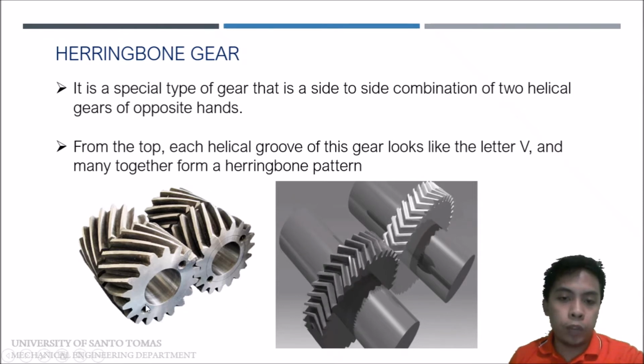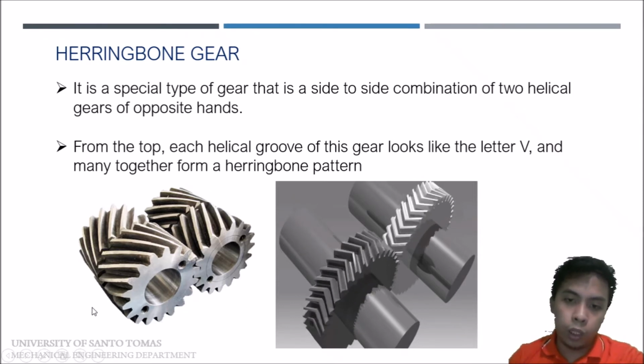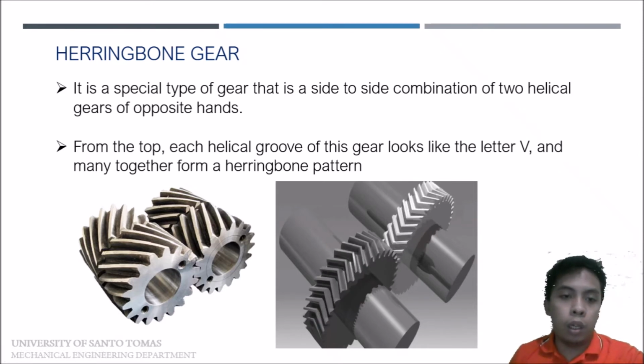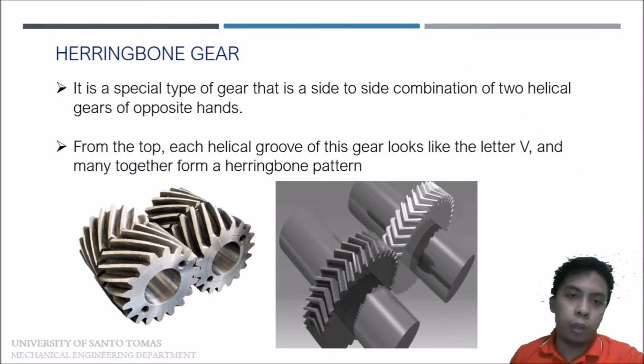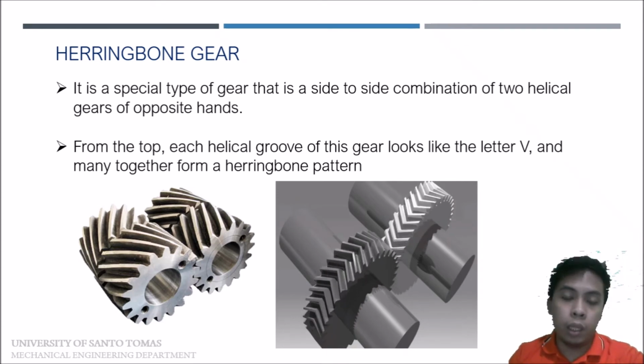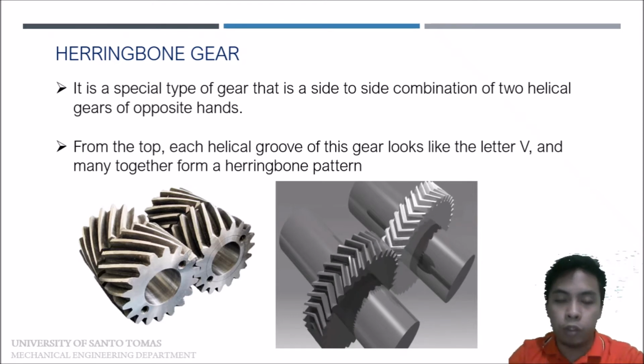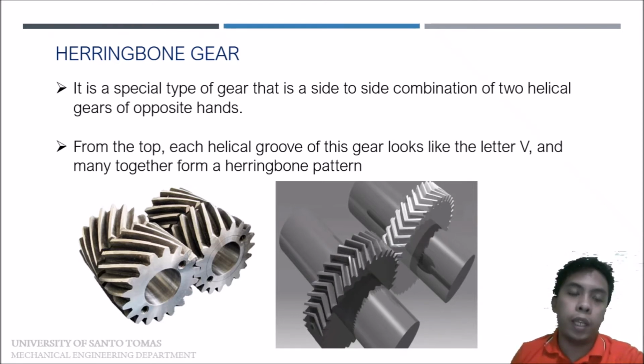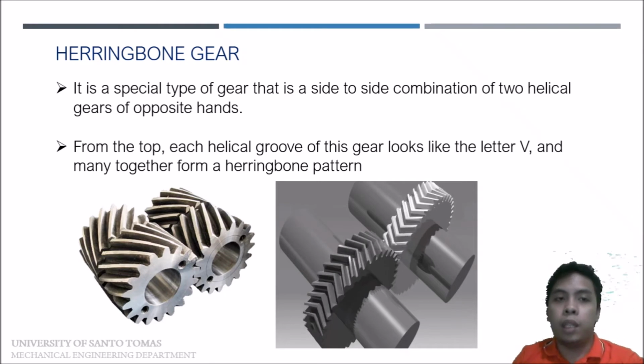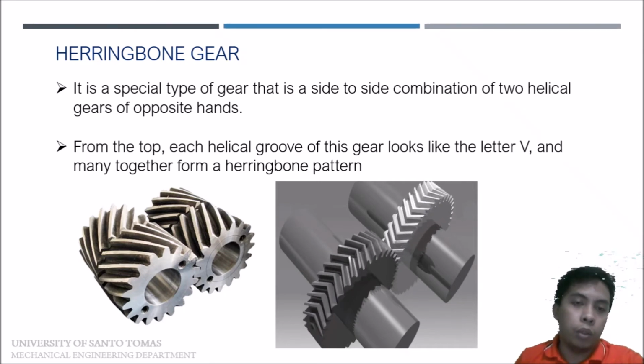The purpose of this type of gear is of course to increase loading capabilities. Remember, from the spur gear, you made it into a helical gear to improve the loading capacity, and in order to improve the loading capacity of the helical gear further, you made it an alternating helical gear, which is called the herringbone gear.